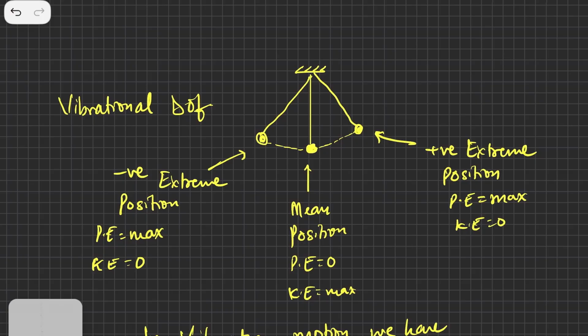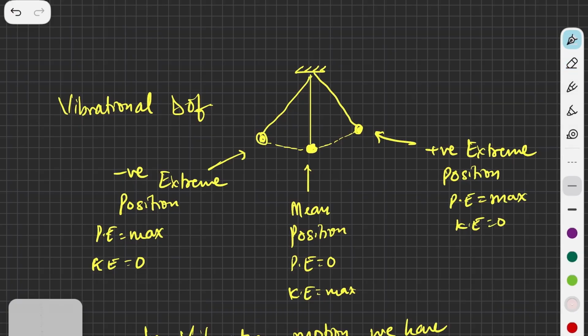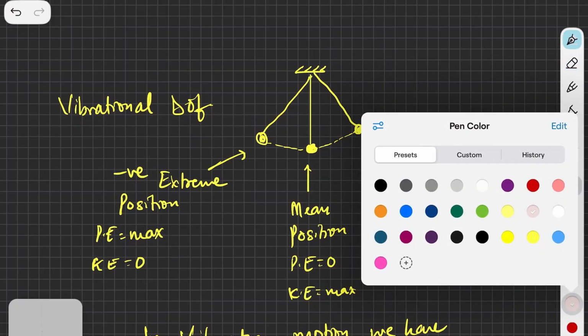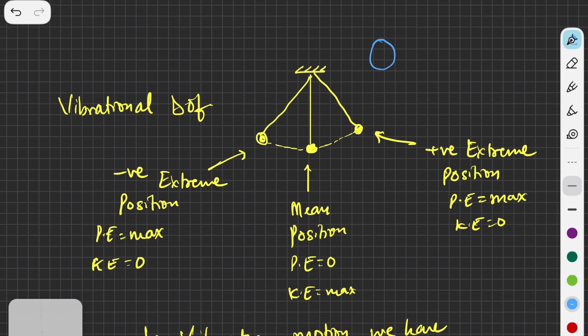Now let's say we are considering an atom, and this is a bond, and this is another atom, with a bond in between. There is no spring at all, but it acts like a spring model. So this atom keeps on vibrating like this, and this atom keeps on vibrating like this, so it shows a vibratory motion between them.